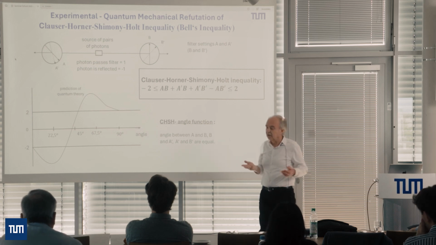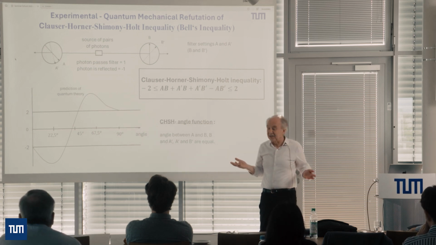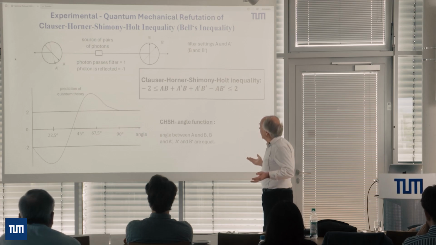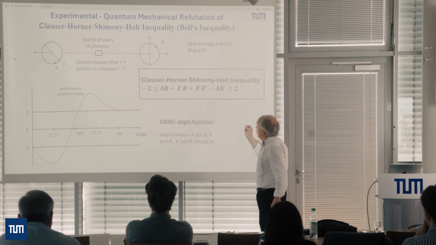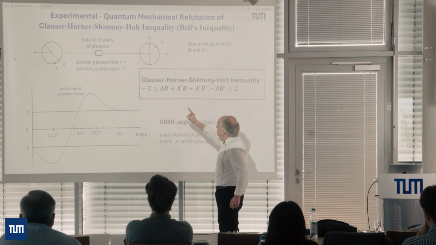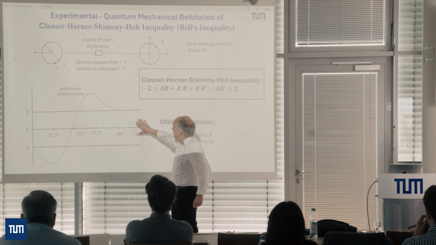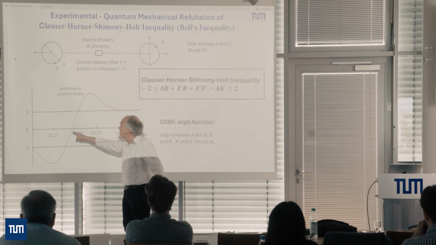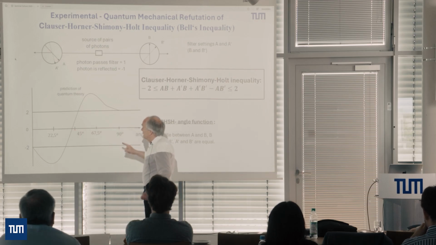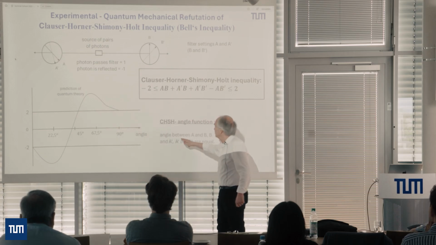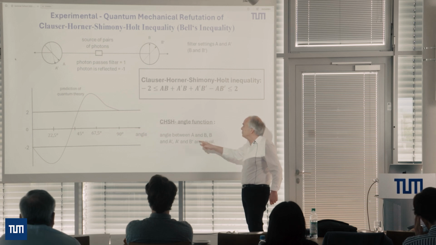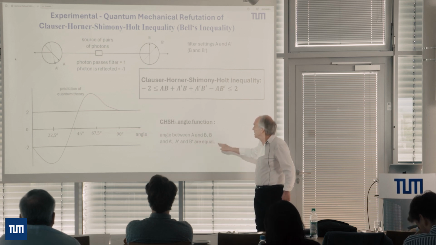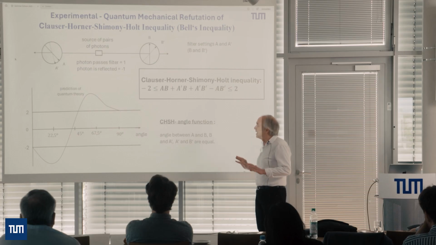And then it turns out by simple combination that in any case this term is between -2 and 2 in this interval. And that is illustrated here in the diagram, depending on the changing angles in the different settings. And it is assumed that the angle between A and B and A stroke and B stroke are equal.